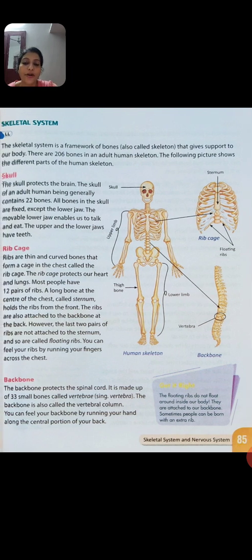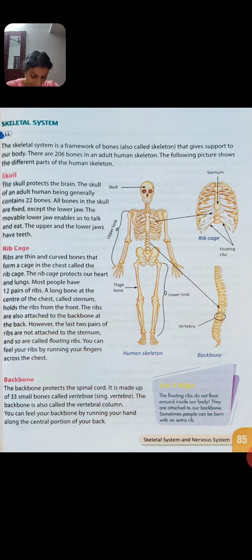Next topic, backbone. The backbone protects the spinal cord. It is made up of 33 small bones called vertebrae. The backbone is also called the vertebral column. You can feel your backbone by running your hand along the central portion of your back.